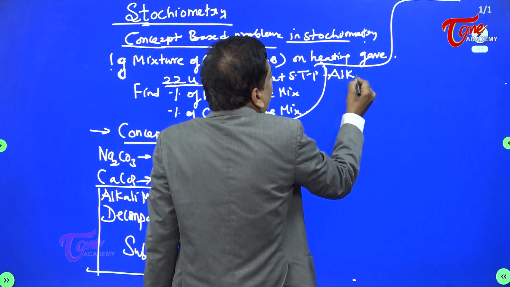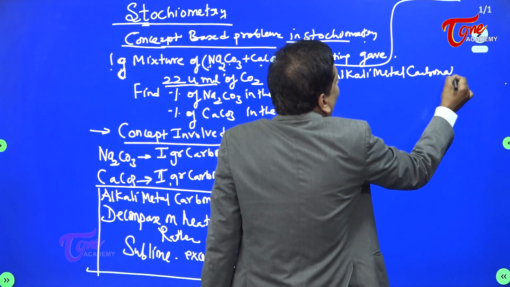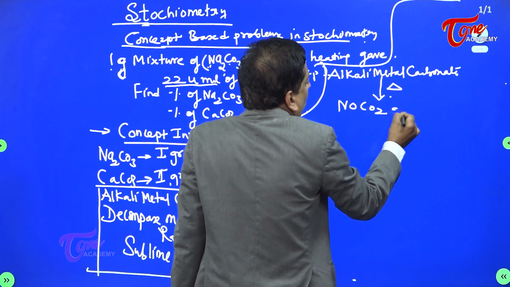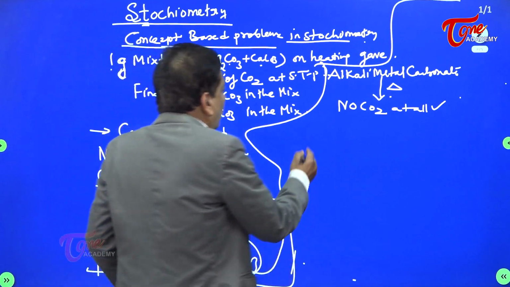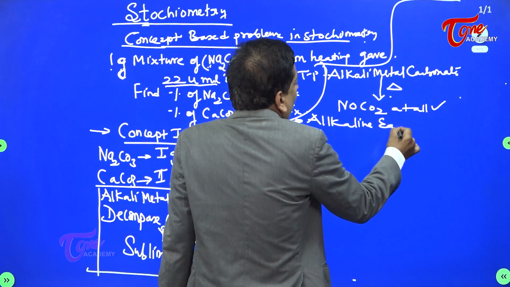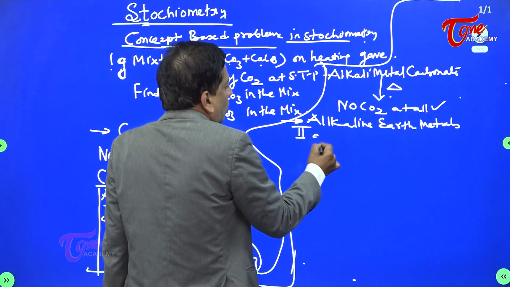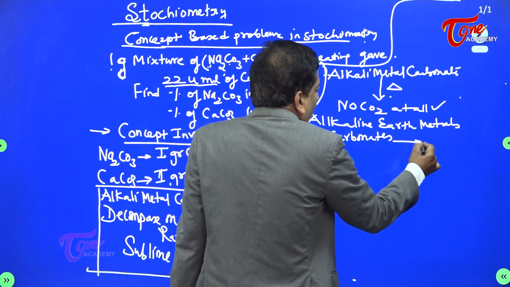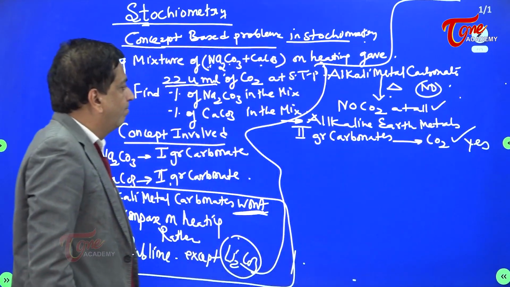Alkali metal carbonates on heating give no carbon dioxide at all. Remember that. Whereas alkaline earth metals, that is the second group carbonates, will give you carbon dioxide, yes. And this is no. That is the case.